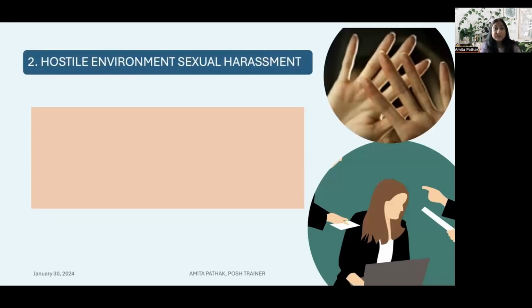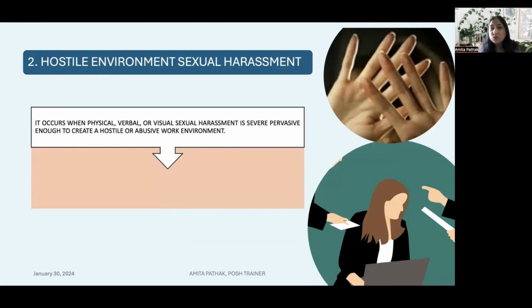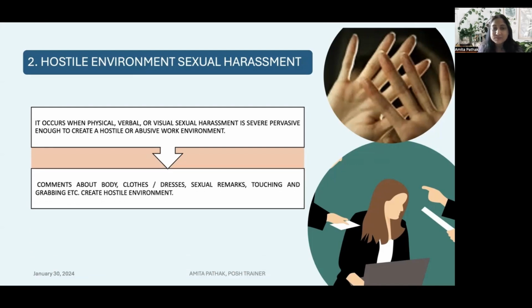The next category is hostile environment sexual harassment. Hostile means someone is creating an environment in which a woman is not able to work. A harassing environment is also hostile environment sexual harassment. It occurs when physical, verbal, or visual sexual harassment is severe and pervasive enough to create a hostile or abusive work environment. If someone is using verbal or physical ways and creating an environment in which a woman is not able to execute her responsibilities, this is hostile sexual harassment.